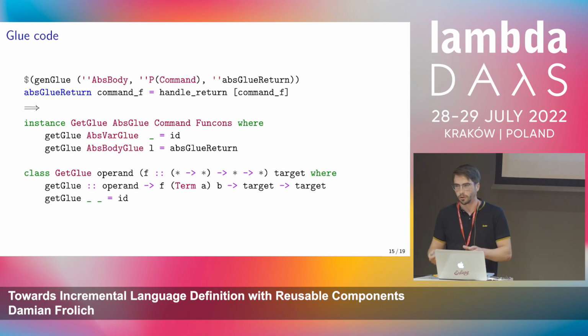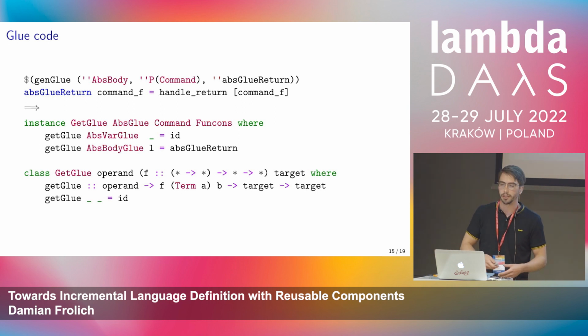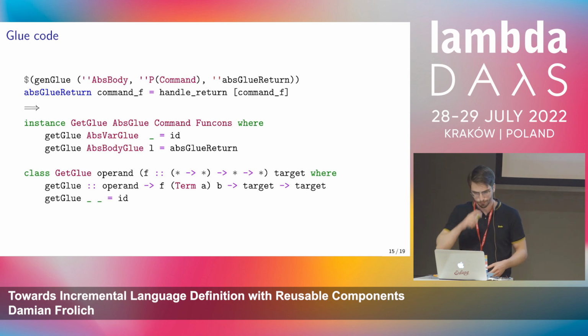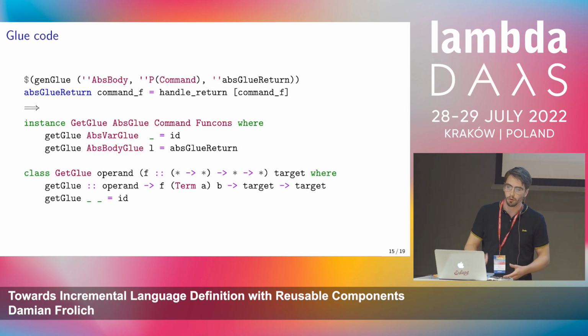And this, in turn, gets generated by Template Haskell into an instance over another type class. And this type class is defined over a special glue type, the sort we want to target, and our semantic domain. This allows us to define multiple glue functions over different semantic domains without having to write our specialized or modified catamorphism every time.